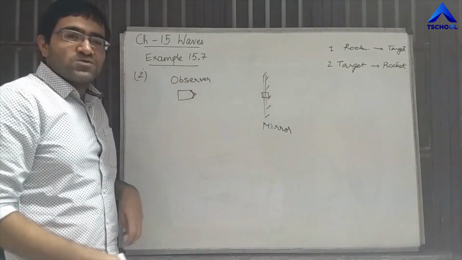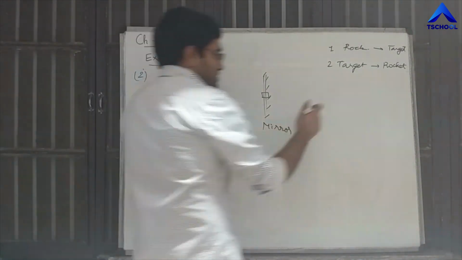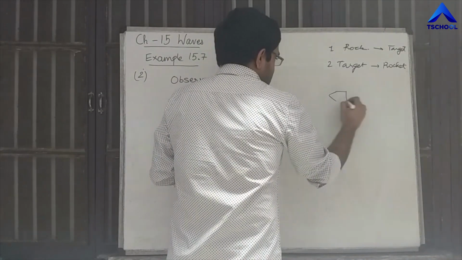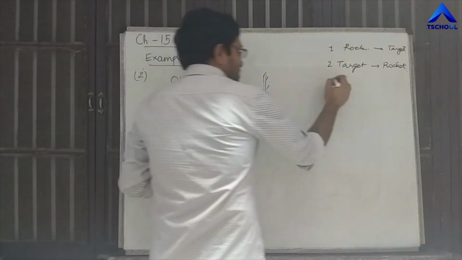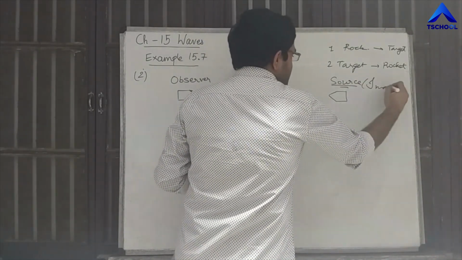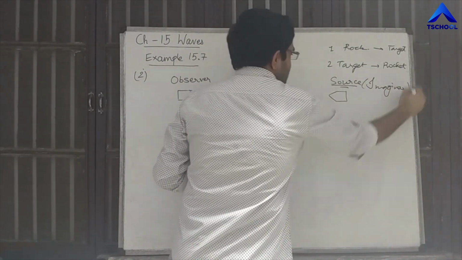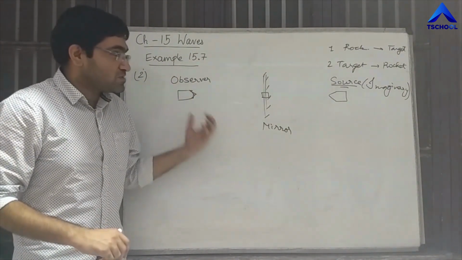Then where does the sound come from? Well, if you are observing, you could actually see your own image behind the mirror, right? So you could think of it that the sound is actually coming from this source. Remember, this source is imaginary. There's nothing over here behind the target, but the way sound behaves, you could think of it like this.